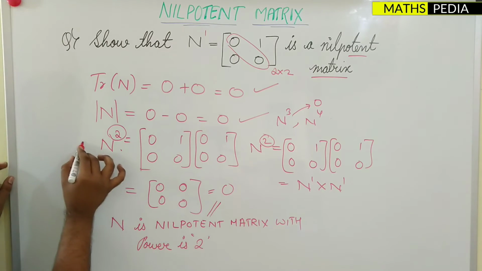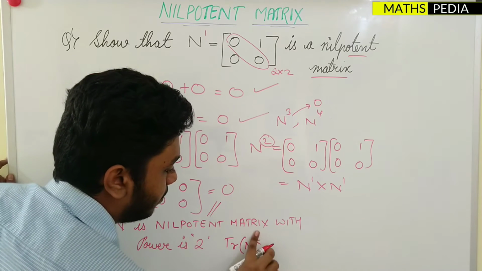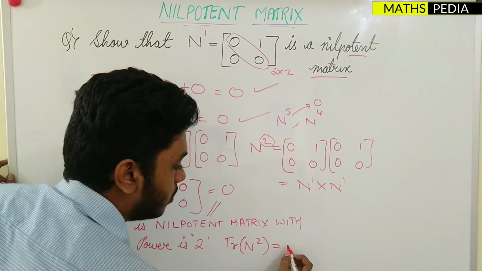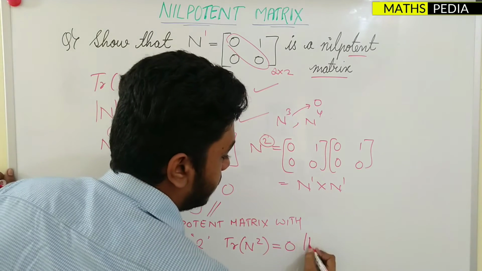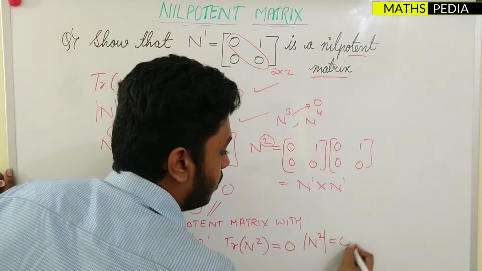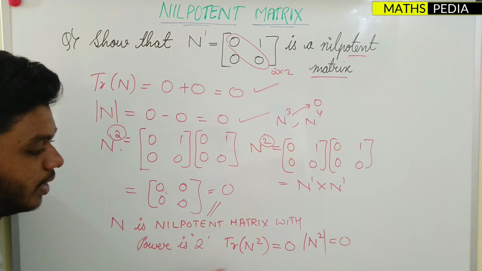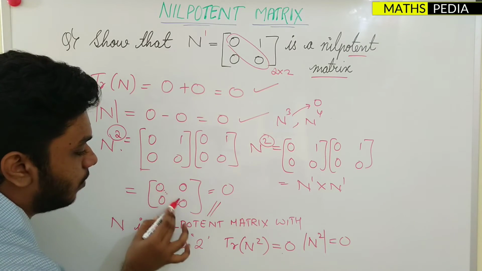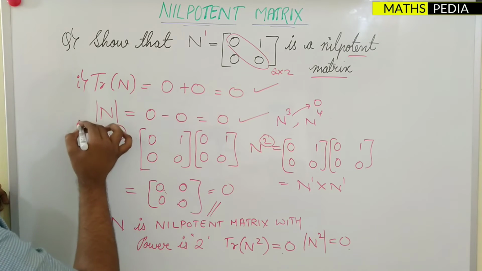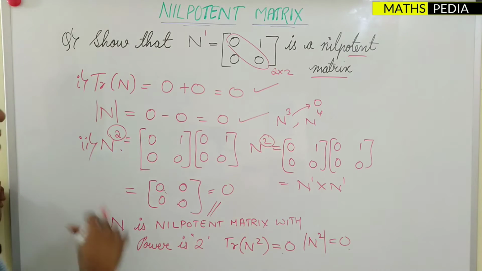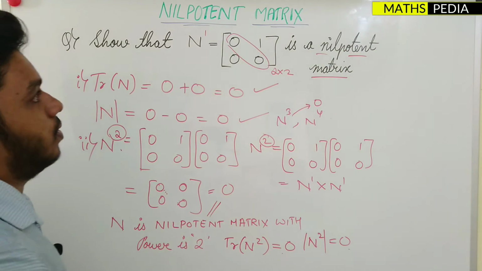And in the second condition we had one more thing, that is the trace of N power k. N power 2 I can write here, which will also be equal to 0. And one more condition was there, that is the determinant of N power k, that is N power 2, will also be equal to 0. You can test it once. Trace of this will be 0 plus 0, again 0. Determinant of this is 0 minus 0, it will be equal to 0. Therefore I can say that it has satisfied all the conditions, first condition, second condition. Therefore we can say this matrix is a nilpotent matrix.